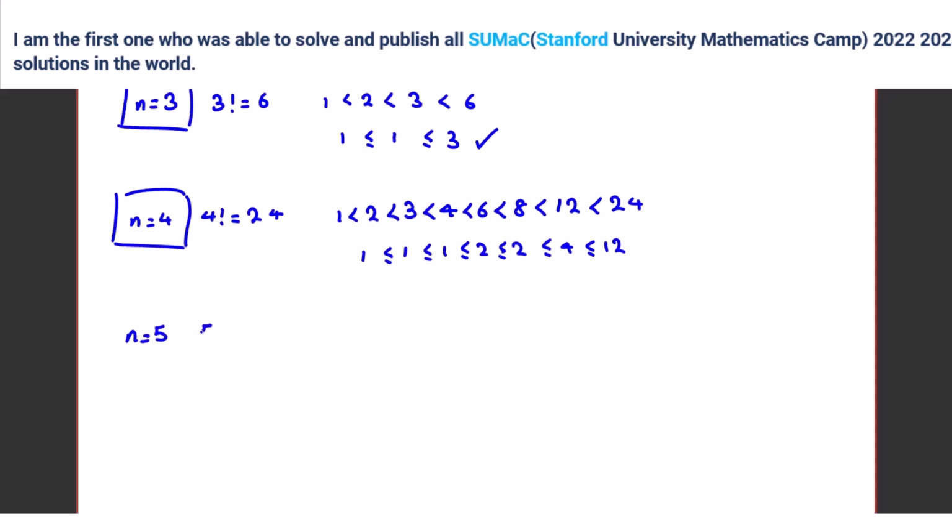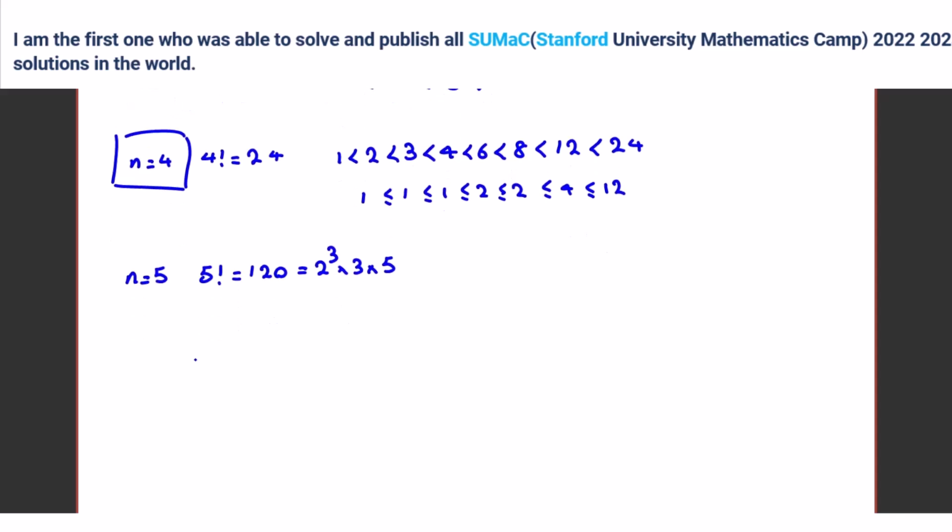Now let's check n = 5. 5 factorial is 120. So how many divisors does it have? Let me check. 120 is 2 cubed times 3 times 5. So the number of divisors is 4 times 2 times 2, which is 16.